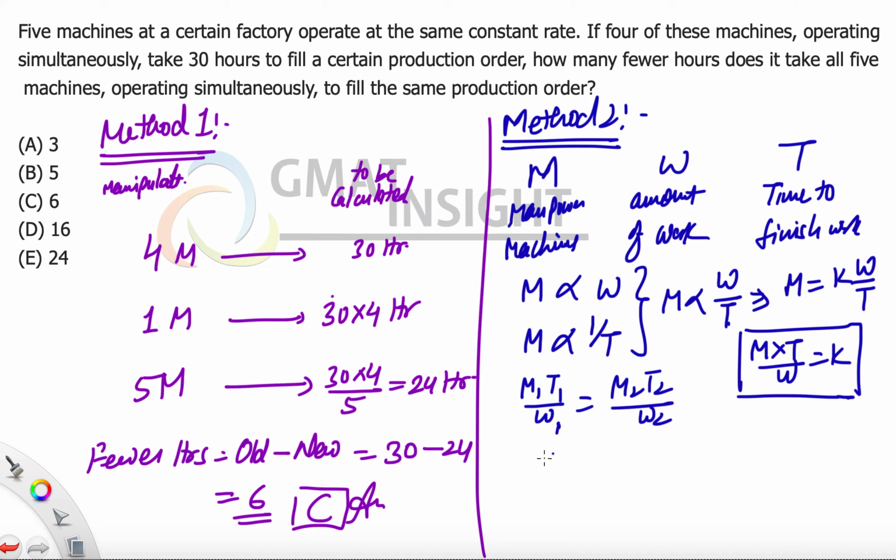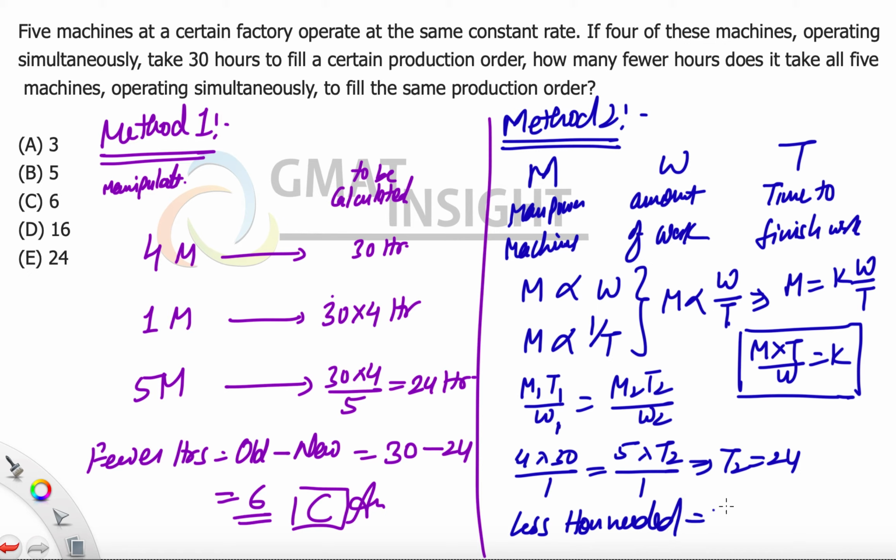Now, in the first case, there are 4 machines used. Time is 30 hours. The work is 1. In the second case, 5 is the number of machines. The time taken is, let's assume, T2, and the work is the same. When we simplify this, T2 becomes 24. That means the total number of fewer hours needed will be equal to 30 minus 24, so that gives us 6. After this step, the process is the same. I only wanted to explain this expression, which is quite useful in many questions, and it completely eliminates the need for the unitary method in work rate questions.